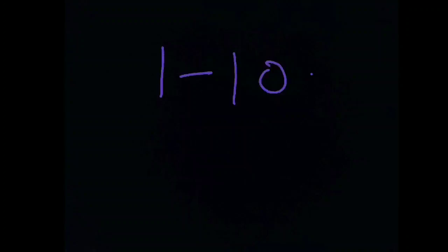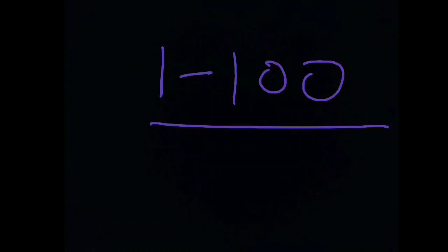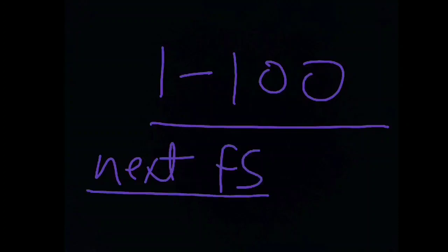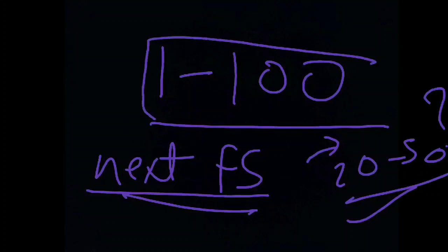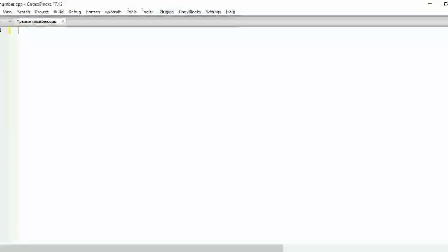I hope you understood this code. I am just going to type it out now. In further videos we will also check the numbers from 1 to 100 and print the prime numbers between 1 and 100, not in the next video. Next video is going to be about the Fibonacci series. This prime numbers printing from 1 to 100, we will do in further videos. Okay guys, so let's move to the code.